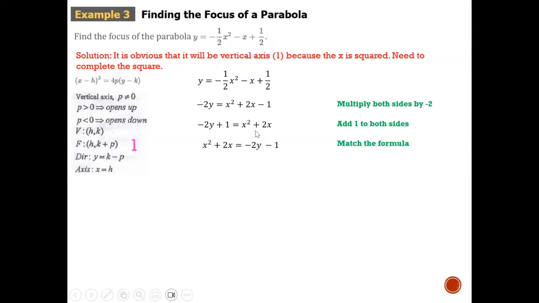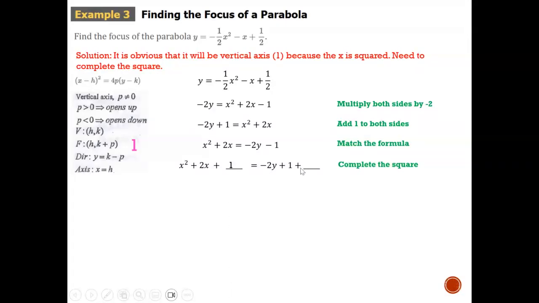Now we're going to switch them. I put the right side on the left side to match the formula, and the left side on the right side. These are equivalent. Now here is where I'm going to complete the square. What goes here is half of the bx term, squared. So what's half of 2? It's going to be 1. What's 1 squared? It's going to be 1.